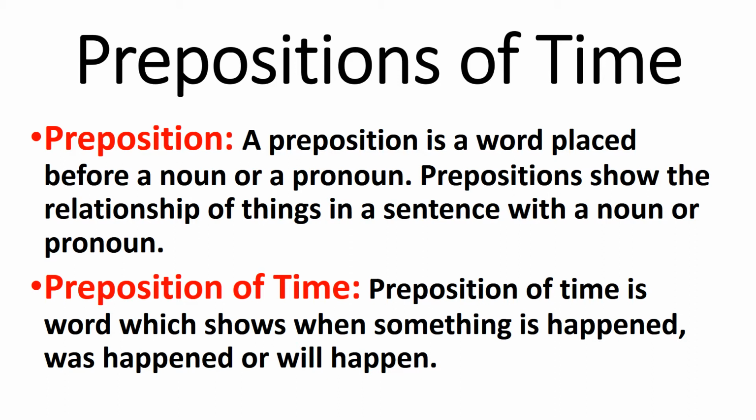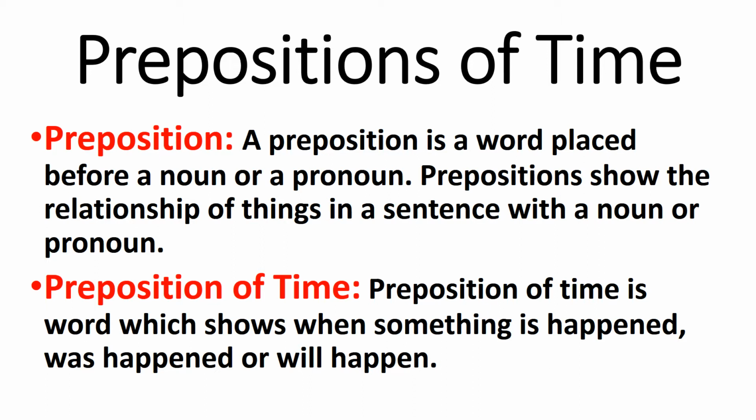When we look at the definition of a preposition, it says a preposition is a word placed before a noun or a pronoun. So when we use a word before a noun, it is usually a preposition. Prepositions show the relationship of things in a sentence with a noun or pronoun. So those prepositions are always used to show the relationship in the sentence with a noun or with a pronoun.